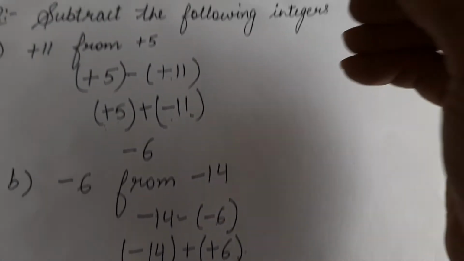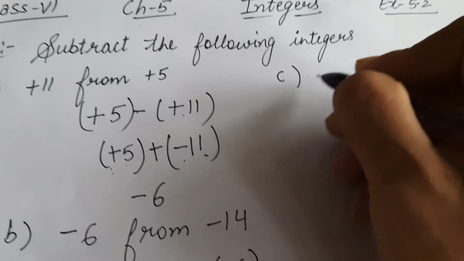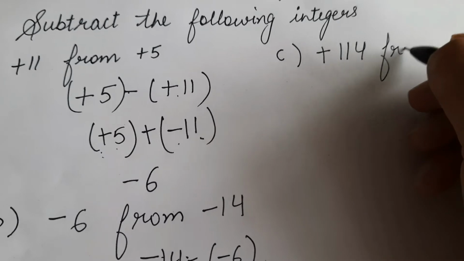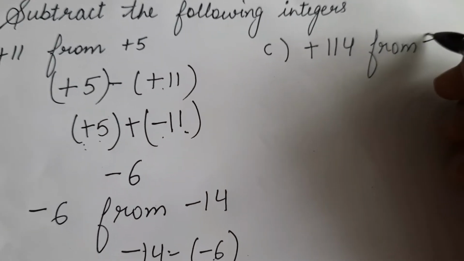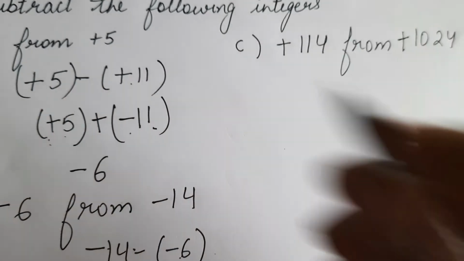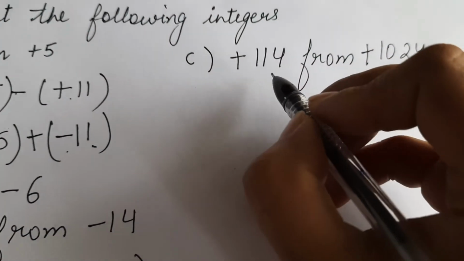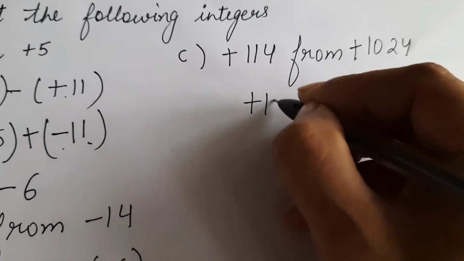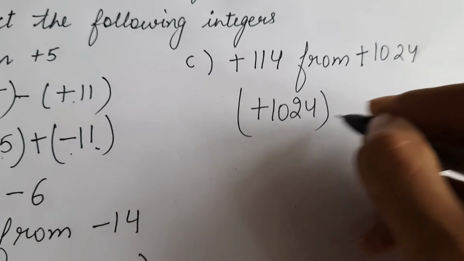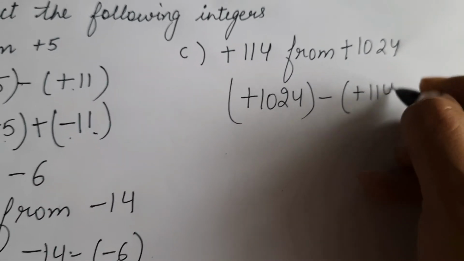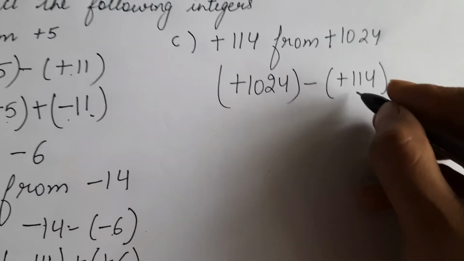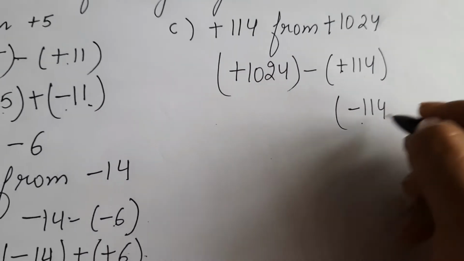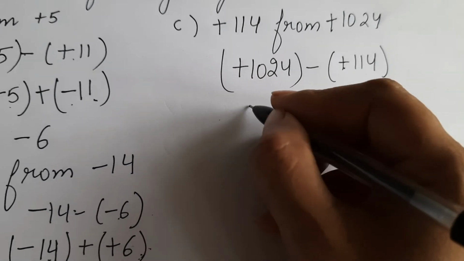Fine. Now let's start C part. C part is plus 114 from plus 1024. We have to subtract plus 114 from 1024, means 1024 minus plus 114. And when we subtract, the number to be subtracted changes its sign. Here it is plus 114, so this will become minus 114 and we add.